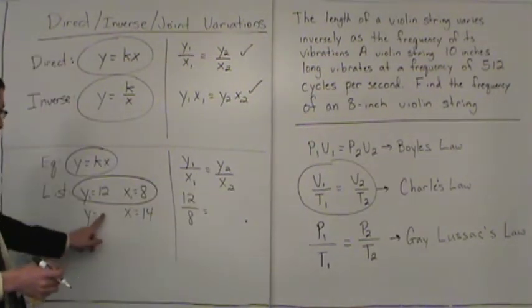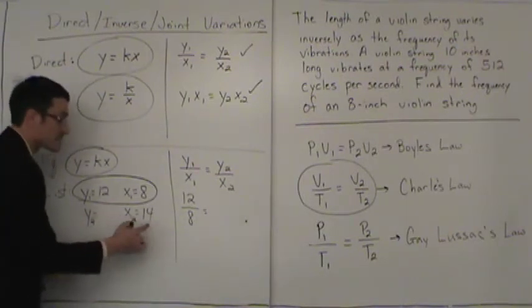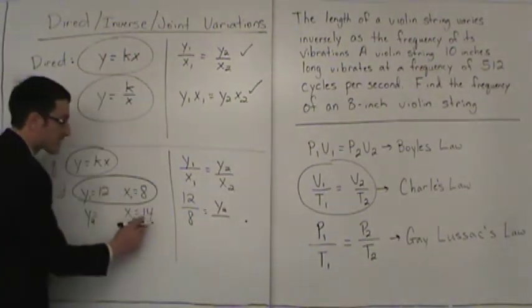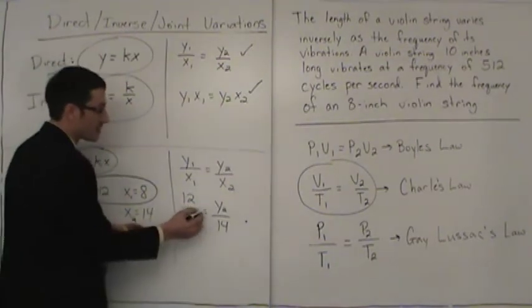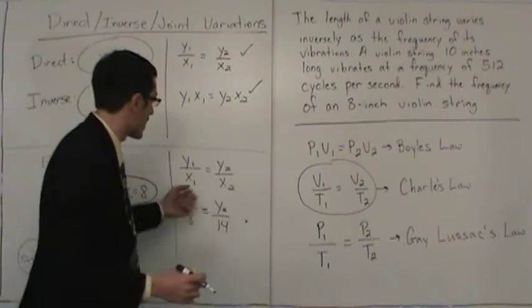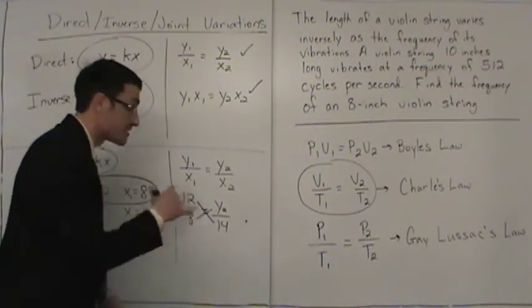Now we don't know y2, but we do know x2. So we're going to say y2 over what? x2 is 14. Now when you have an equation like this, you can cross multiply. I don't like this method because it gets confused. Don't get confused. Cross multiplication, cross multiply. Well, I'll show you how to do it first, and I'll show you what not to do.